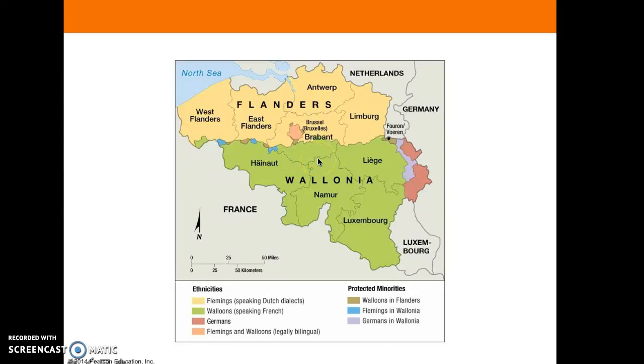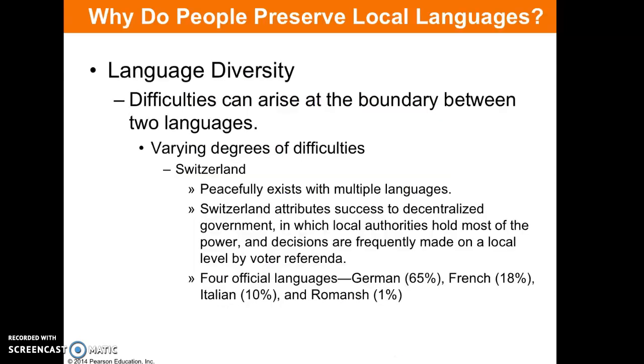And then you will see some subsets of places who speak subsets of languages. So you've got areas where people might speak German. This area right here is a bilingual area of the country. So you have to be able to speak both languages in this area near the capital. And you can see that there are a few protected minorities who might speak different languages. So you've got Germans in Wallonia, the Flemings, and the Walloons.